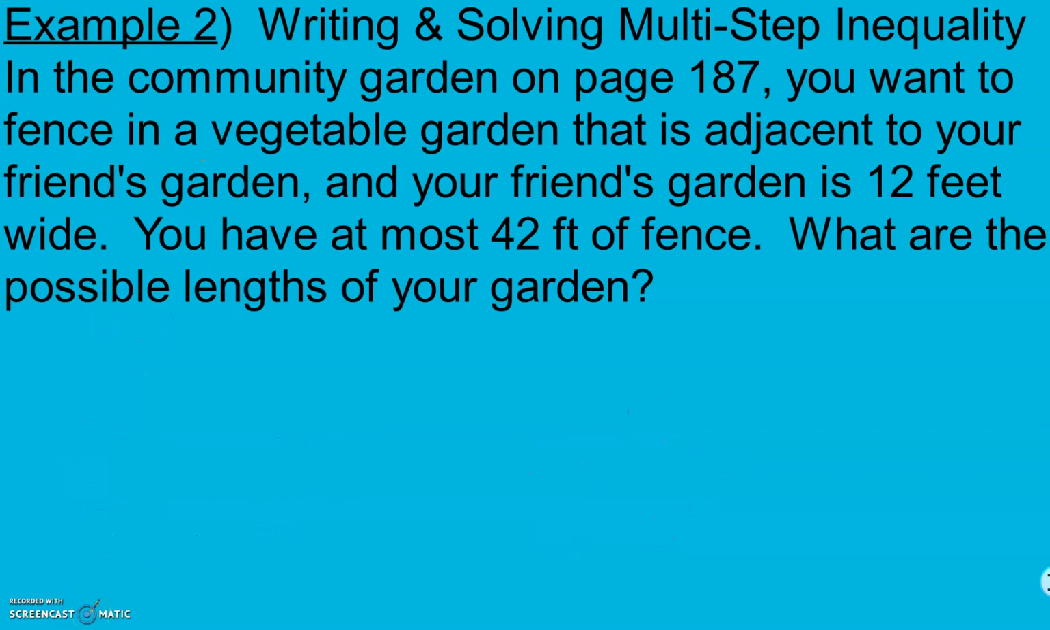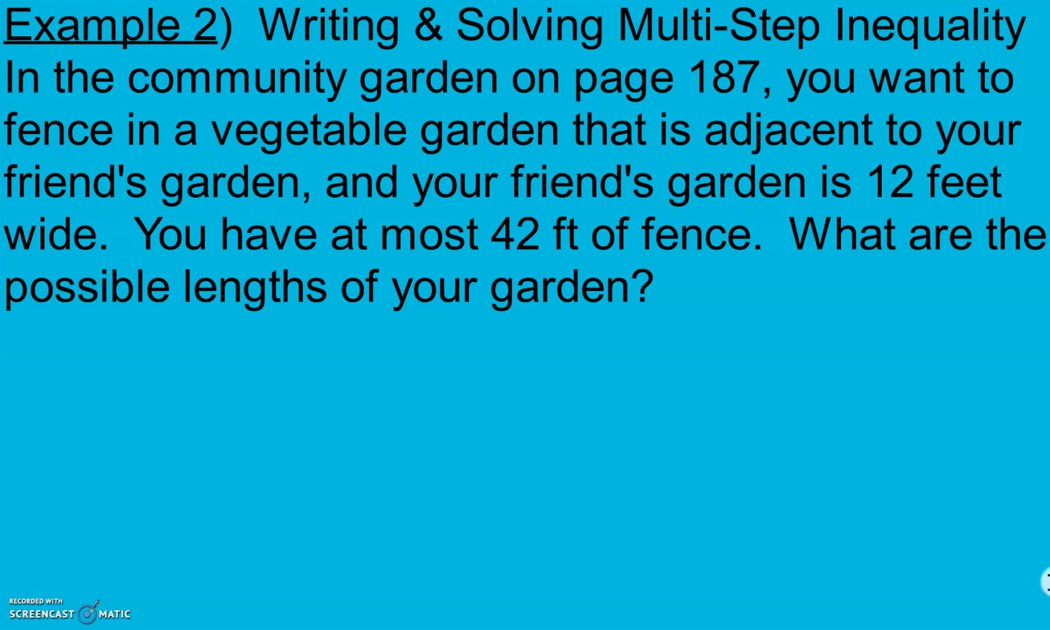In the community garden problem on page 187, you want to fence in a vegetable garden that is adjacent to your friend's garden. That means they're right next to each other, sharing a side. And your friend's garden is 12 feet wide. You have at most 42 feet of fence. What are the possible lengths of your garden?